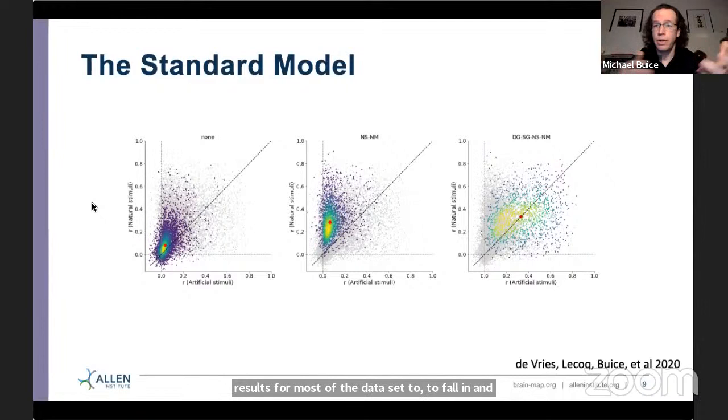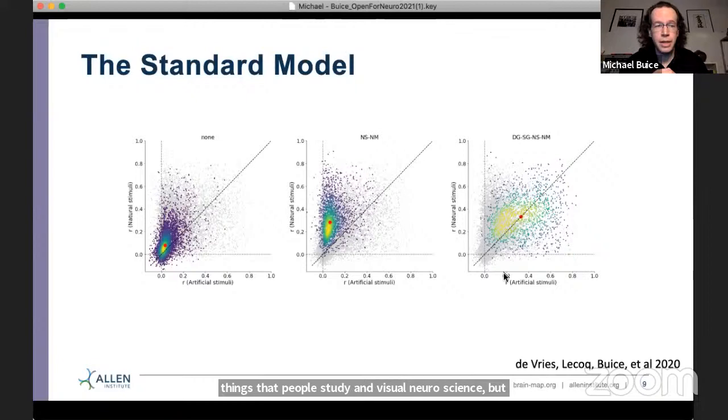And then we could start thinking about how to modify the models in terms of other kinds of nonlinear effects and things that people study in visual neuroscience. But in fact, instead of seeing this right-hand plot for most of the data, we actually wind up with these cells that don't do anything. There's a dark matter problem, if you will.